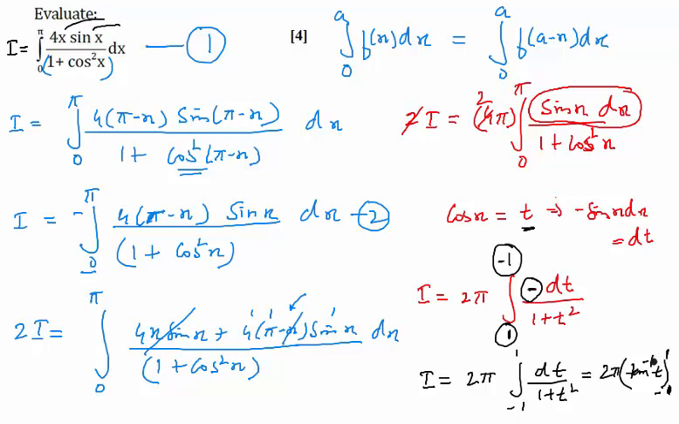On solving this, what will you get? You will get pi by 2, which on cancellation will become pi square. So your final answer is I is equal to pi square.